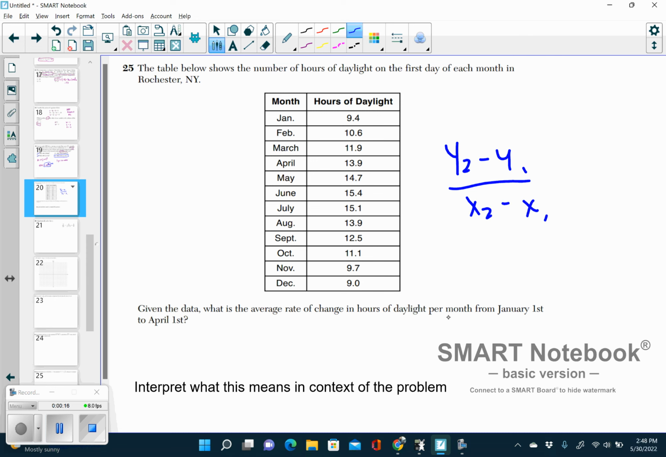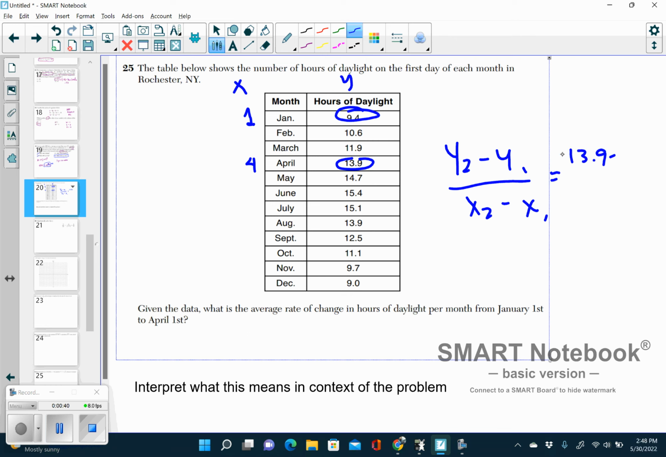So hours of daylight per month from January 1st until April 1st. If you take a look at it, April is the 4th month, January is the 1st month. So here's your x values and here's your y values. And now all we have to do is plug it in. So we have y2, so 13.9 minus y1, which is 9.4, divided by x2, which is 4, minus 1. And you plug it into a calculator, hit enter, and you're going to get 1.5.